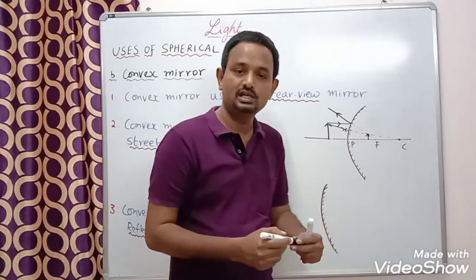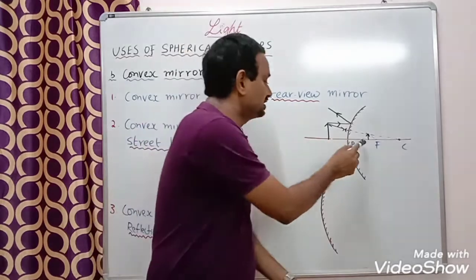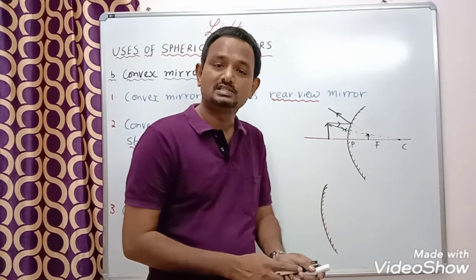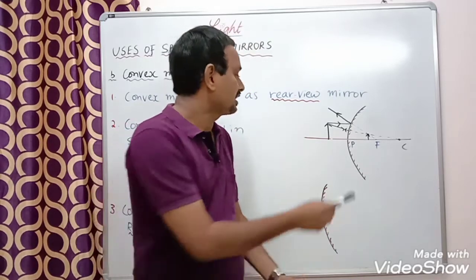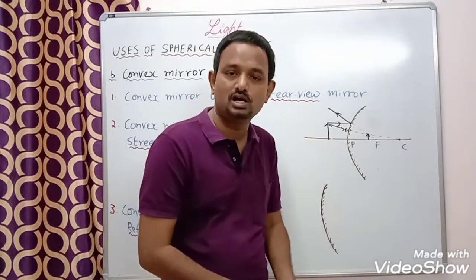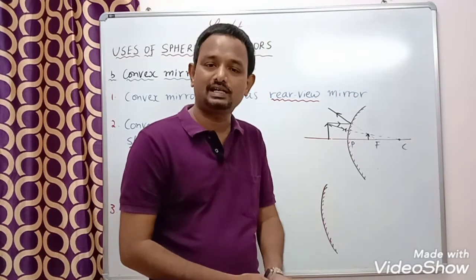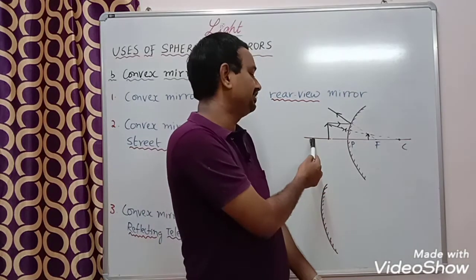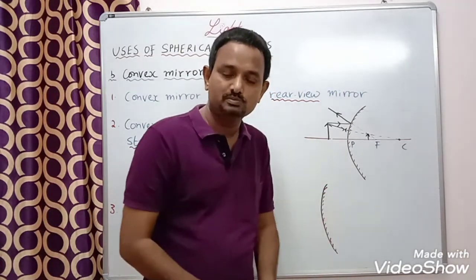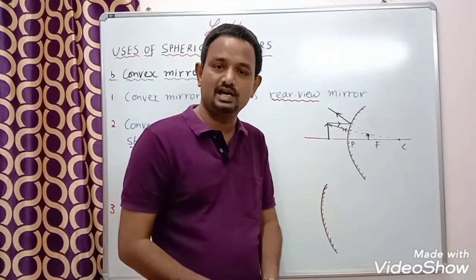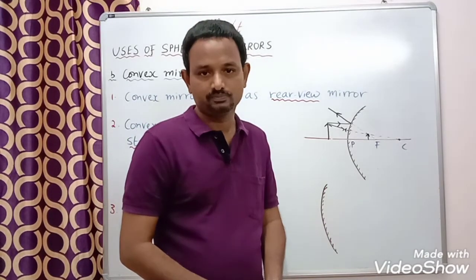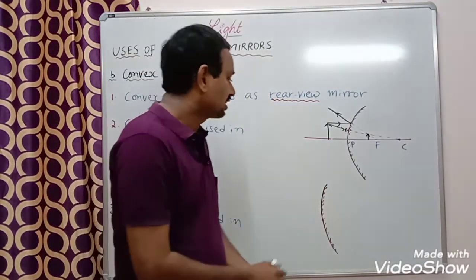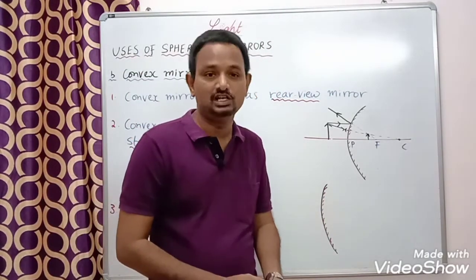Because of this, we use a convex mirror as a rear view mirror or side mirror. See, a convex mirror always forms a virtual, erect and diminished image when the object is placed between infinity and the pole. Not only that, a convex mirror has a larger field of view.